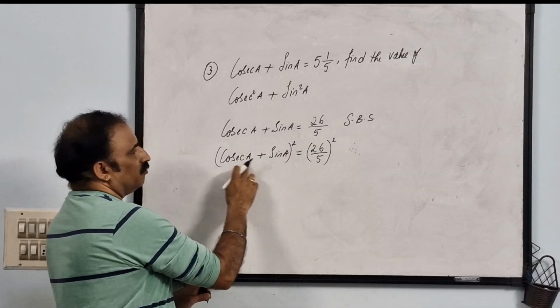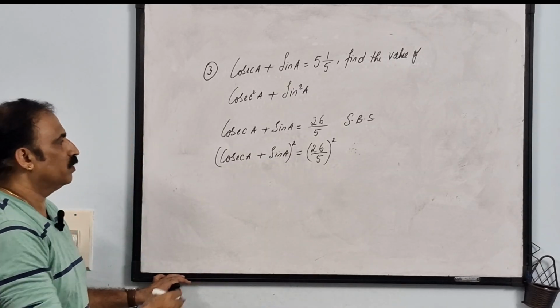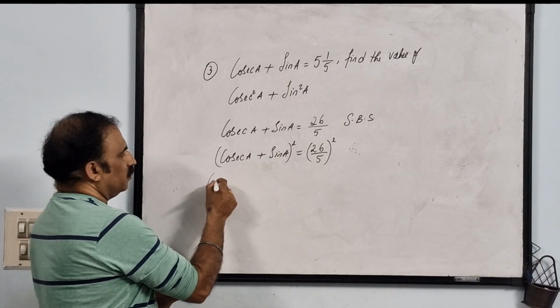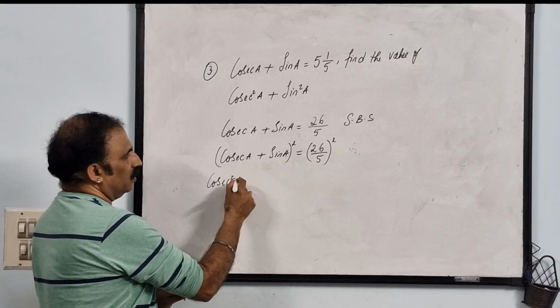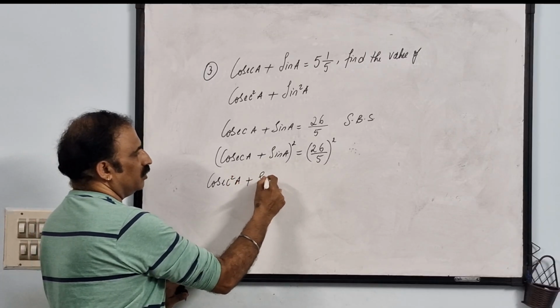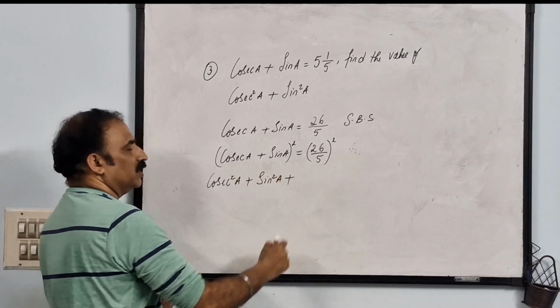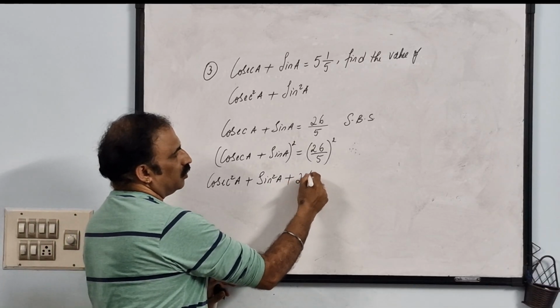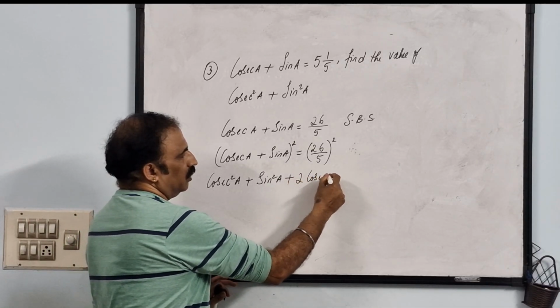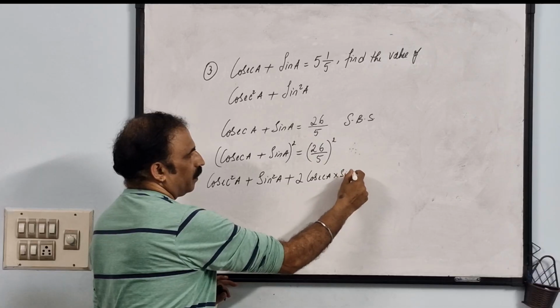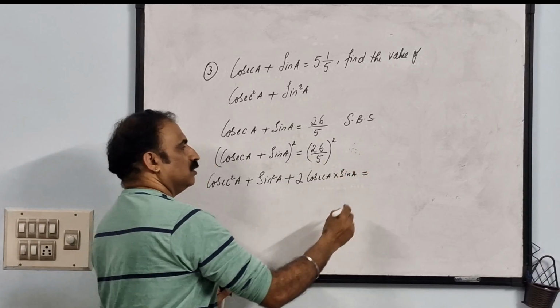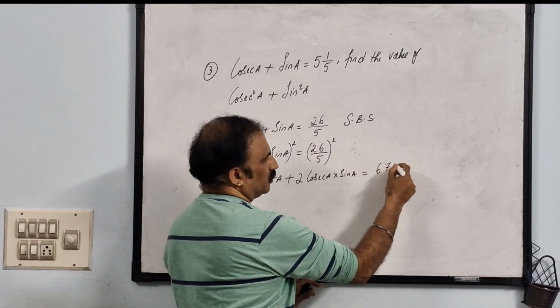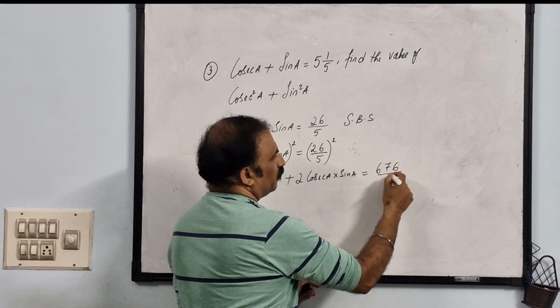Okay, now this is in the formula of A plus B whole square. That is A square, cosecant square A, plus B square, which is sine square A, plus 2AB according to A plus B whole square. 2AB is 2 into cosecant A into sine A, is equal to 26 square, which is 676, divided by 25.